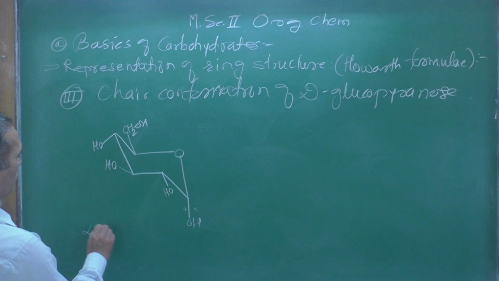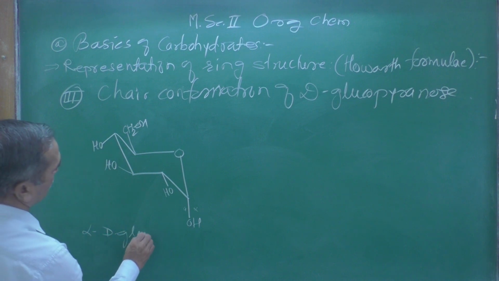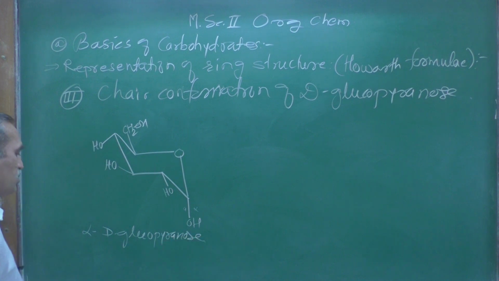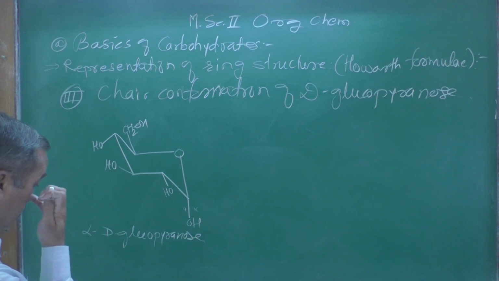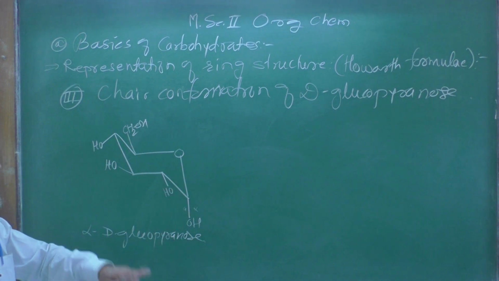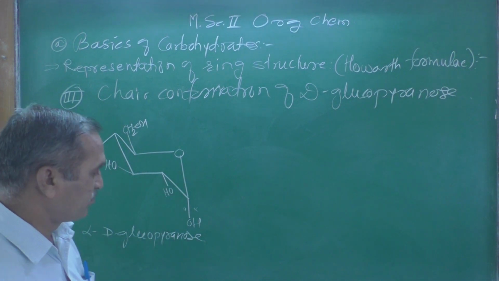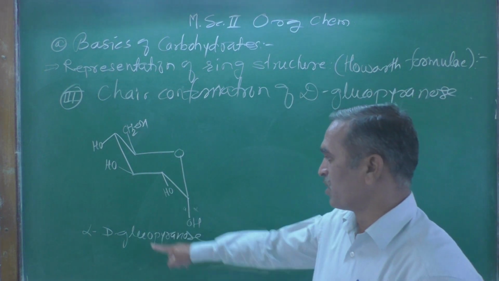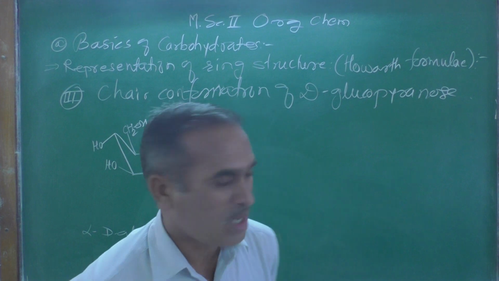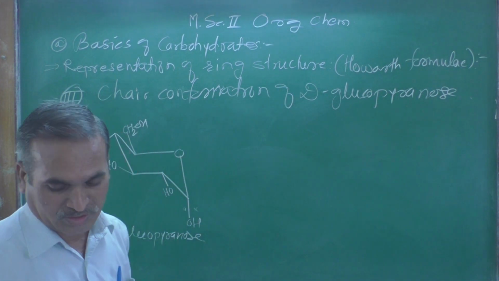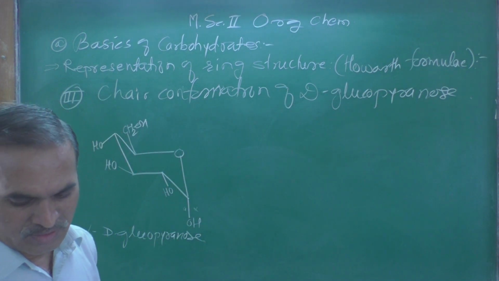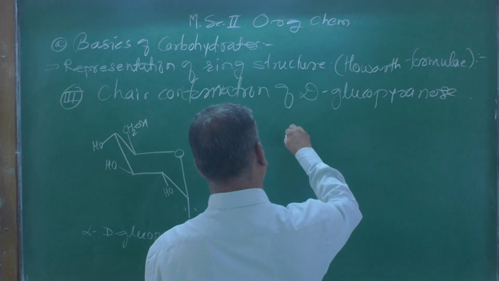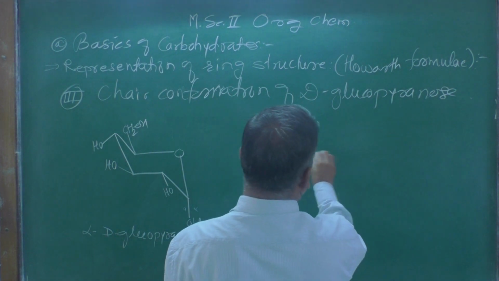This is the alpha D-glucopyranose. Understood this one? Alpha D-glucopyranose. Why alpha? Because the hydroxy group at the anomeric carbon atom is present below the plane, and therefore it is known as alpha D-glucopyranose. Now we can draw another structure, another chair conformation of this one.